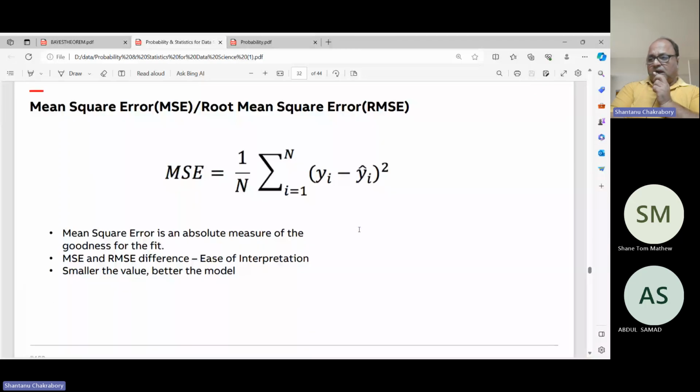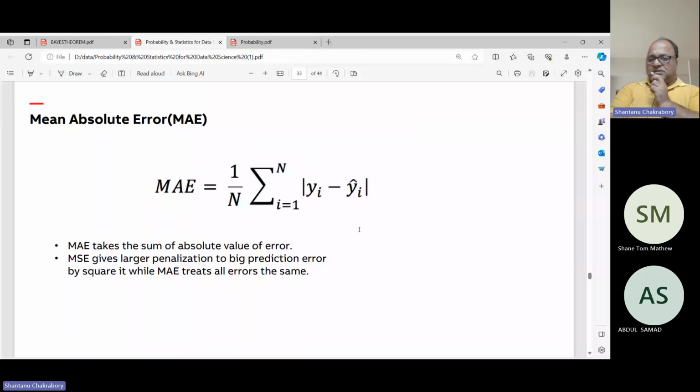And this is the formula for the root mean square error, that is the difference between the observed value and the expected value. And this is the interpretation that we generate. So this is the MAE, which takes the sum of the absolute value of the error, that is the mean absolute error, or root mean square error, right?